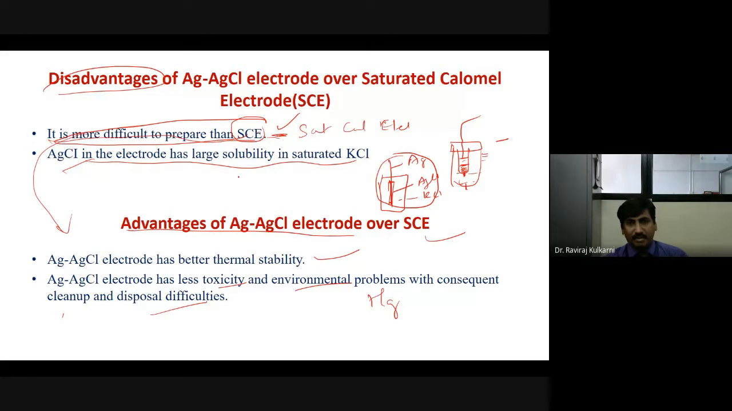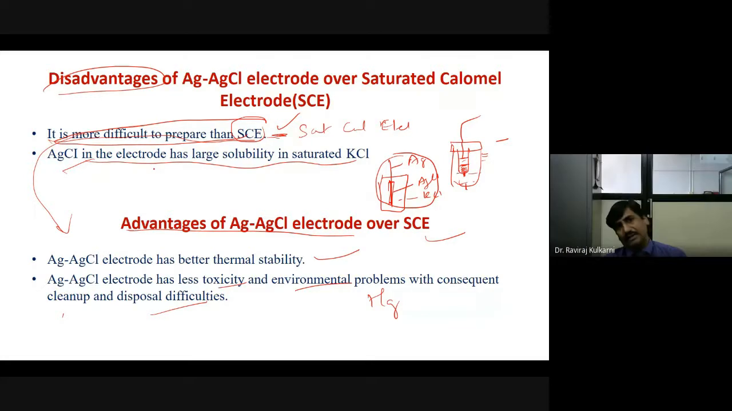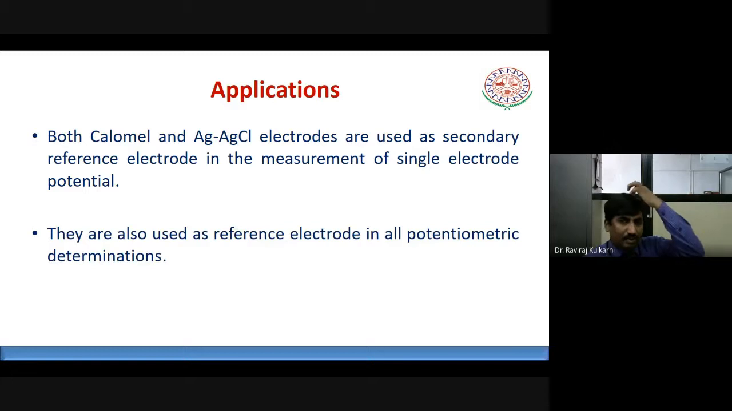Is that clear to you? Yes, sir. Okay, so don't confuse here. It should not be there, it should be here. It's an advantage for AgCl. Applications: both are used as secondary reference electrodes in the measurement of single electrode potential. They are also used as reference electrodes in all potentiometric titration determinations.